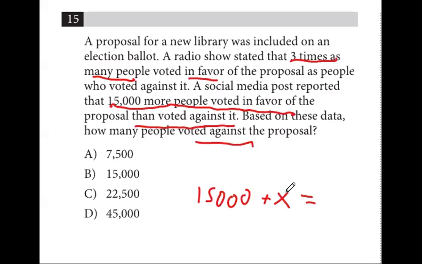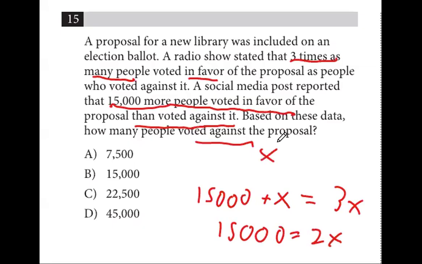And then 15,000 plus X is going to be equal to 3 times as many people voted in favor, so that'll just be 3X. Subtract X from both sides, we get 15,000 is equal to 2X. Divide both sides by 2, and we get X equals 7500. So our answer is K.